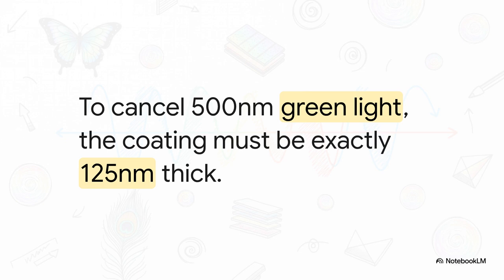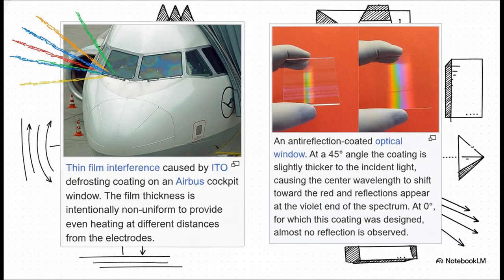If you manufacture your coating to be exactly 125 nanometers thick, the light waves bouncing off the top of the coating and the bottom of the coating will be perfectly out of phase. They cancel each other out entirely. The reflection disappears and the panel absorbs the energy instead. And this brilliantly illustrates exactly what we're talking about in the real world.